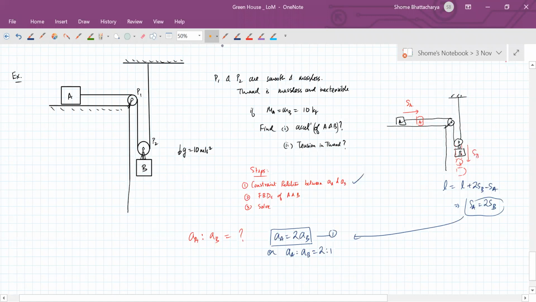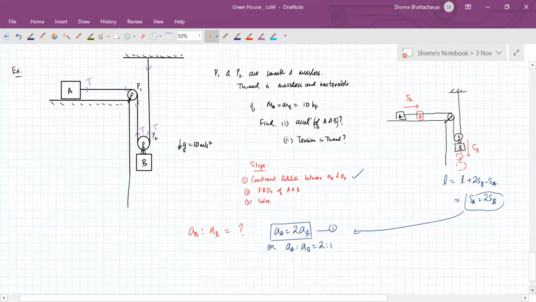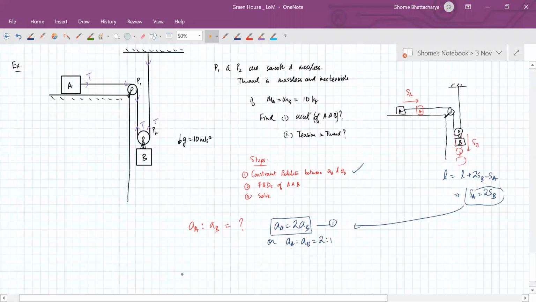And then the rest is the free body diagram. Now remember that it's a massless thread, so the magnitude of tension will be the same everywhere. Very good, Krish, that's correct. So now you understand the free body diagram equations. For A you have only one horizontal force. So T is equal to mass of A into acceleration of A.